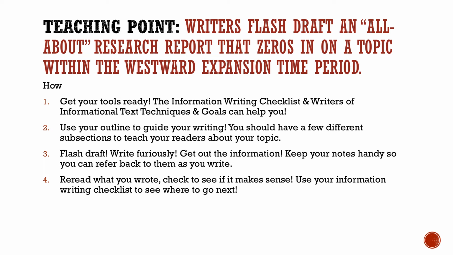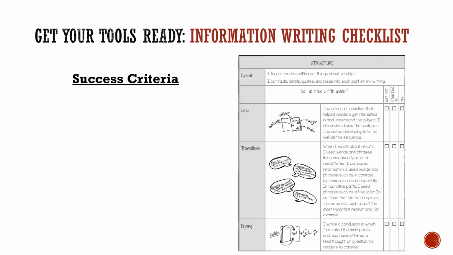When you go to flash draft, you've got to write furiously. You've got to get out the information. Don't worry about spelling, grammar. You can do that later. Just get it out. But you do want to keep your notes handy so that you can refer back to them as you write, because this is an informational piece and those key details are going to help you to write accurately and to teach your readers accurately. Finally, at the end, you're going to definitely go back and reread what you wrote. You've got to check that it makes sense, and you're going to use your information writing checklist to see where to go next. All right, let's get started.